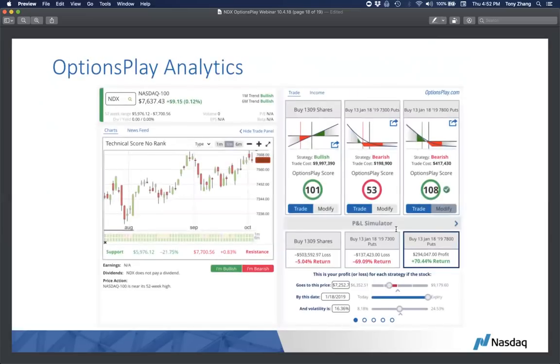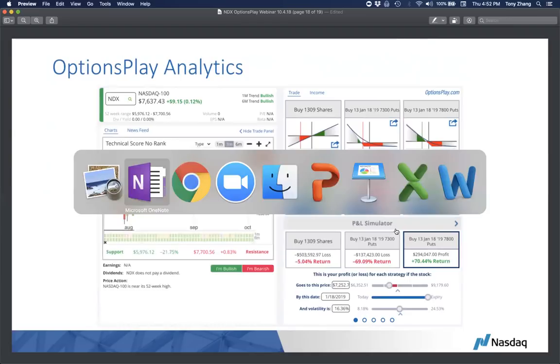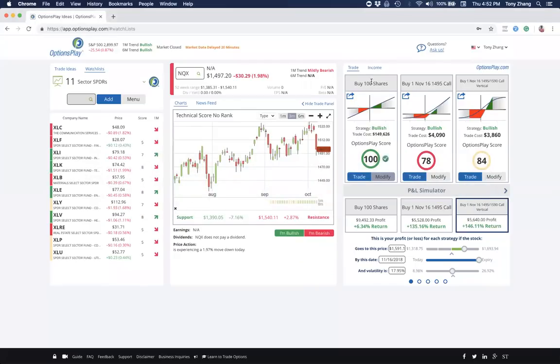So with that, what I actually want to do is bring up OptionsPlay. I want to show you some real examples of how you can plug in your own portfolio and be able to look at and analyze some hedges and compare what we're talking about here today.